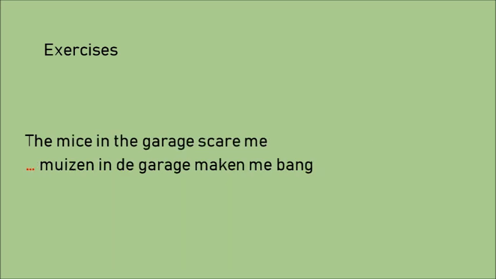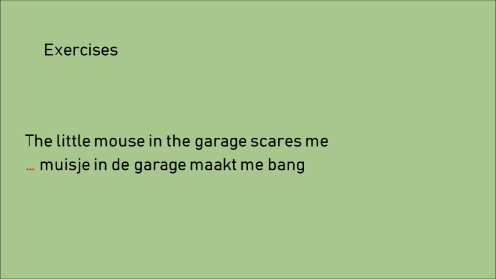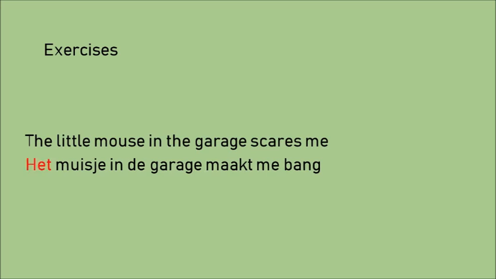The mice in the garage scare me. Do we say de muizen or het muizen? Because muizen is plural, we say: De muizen in de garage maken me bang. And what about the little mouse in the garage scares me? Then we say het, because muisje is a diminutive, so we say: Het muisje in de garage maakt me bang.